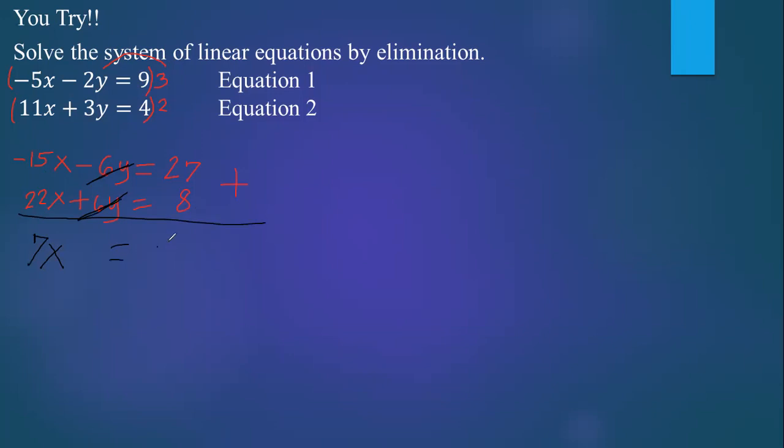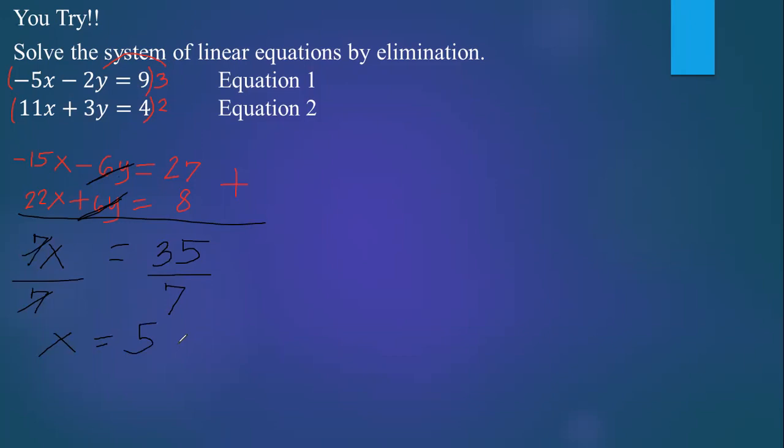27 plus 8 is 35. So you have now, since we eliminated y, 7x equals 35. So that we can get x, divide both sides by 7. So therefore x equals 35 divided by 7, which is 5.